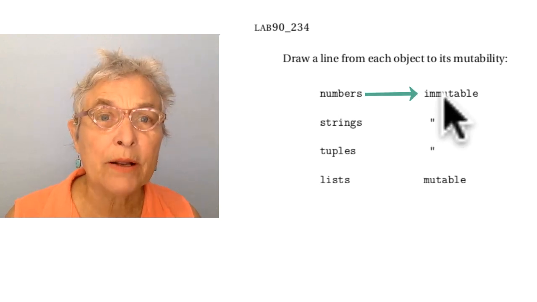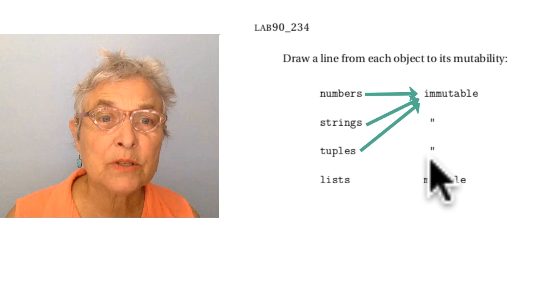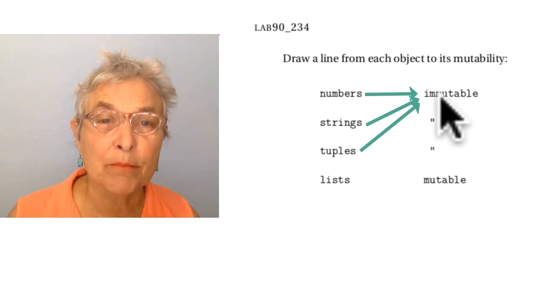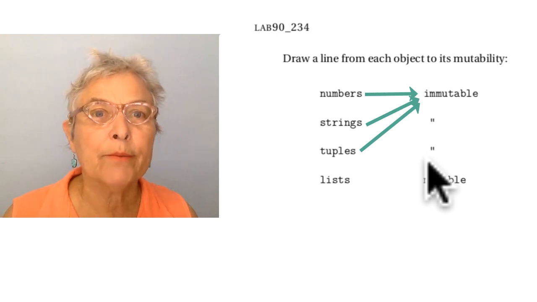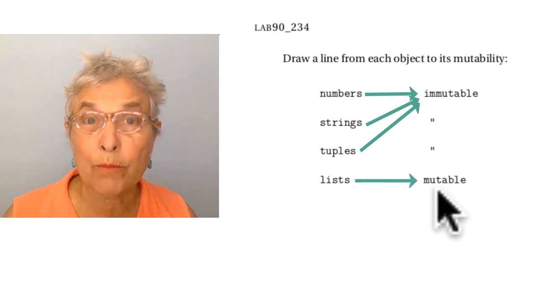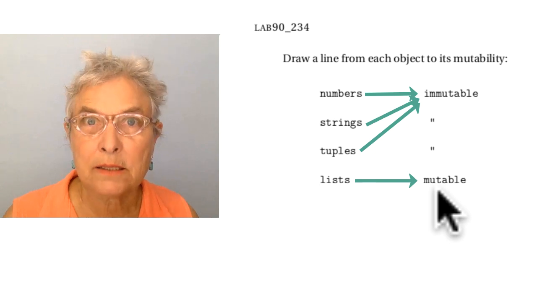But numbers are immutable. Strings and tuples are just like numbers, in that you can't go inside of them and change anything. They are immutable. The only mutable type we know about are lists.